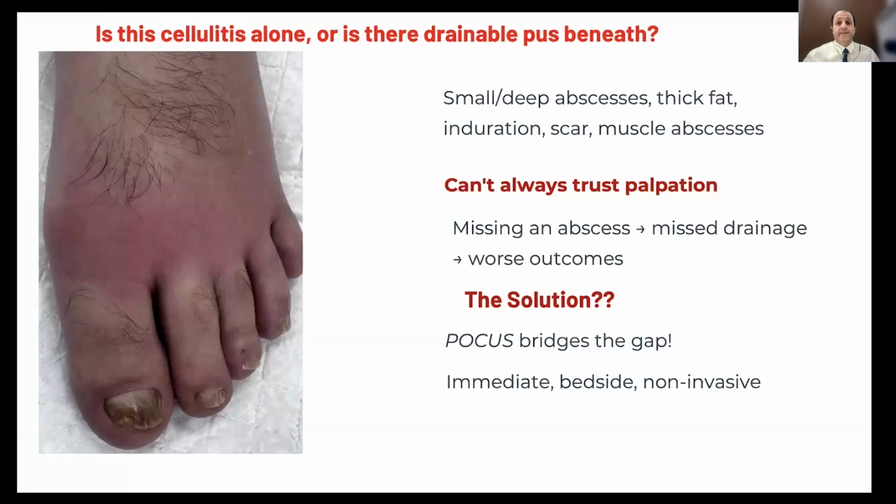But if you have a POCUS, point of care ultrasound, you can go through the body and see under the skin and diagnose all these cases. When you miss an abscess, you miss drainage, the procedure the patient really needs. And if you miss the treatment, it means a worse outcome. So what is the solution, as we discussed? POCUS is the solution. POCUS bridges the gap, and thanks to POCUS, it is immediate, bedside, and non-invasive.